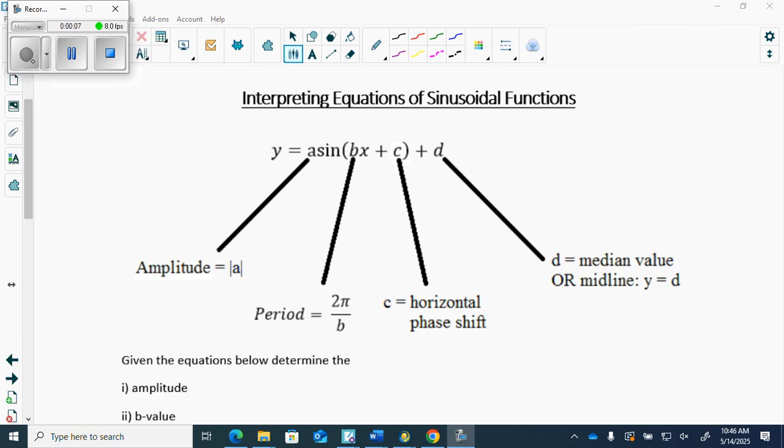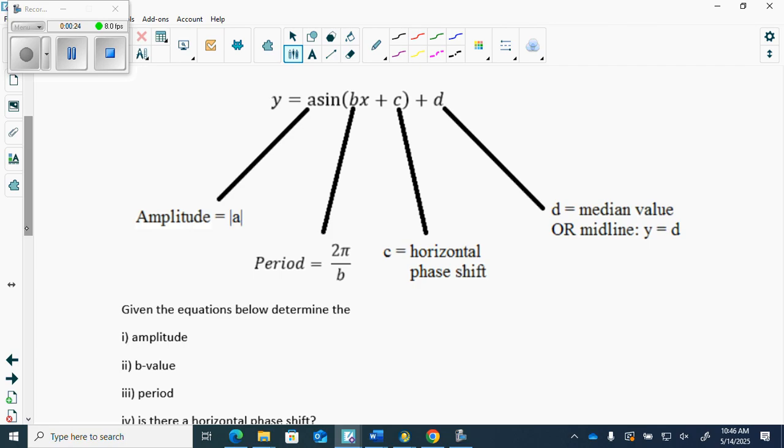Yesterday we did graphs, and we talked about the amplitude of the graph, the period of the graph, and the midline of the graph, correct? Now what if I don't get given a graph? What if I'm given an equation? So on the equation here, it shows you how you can get information.